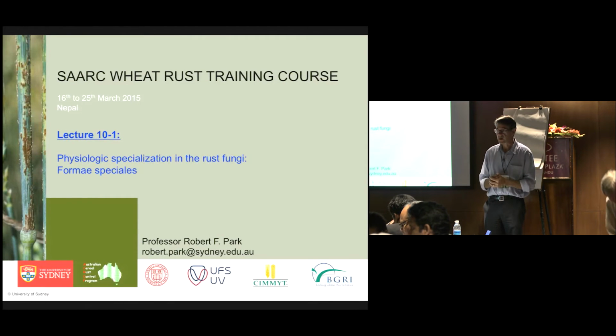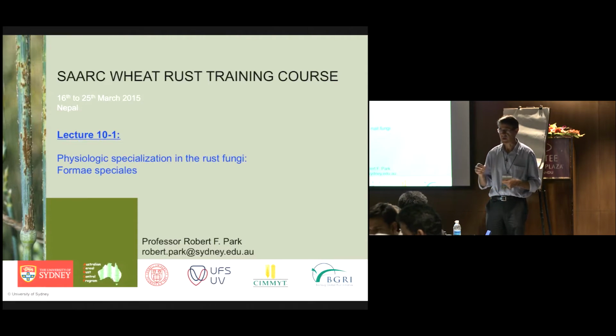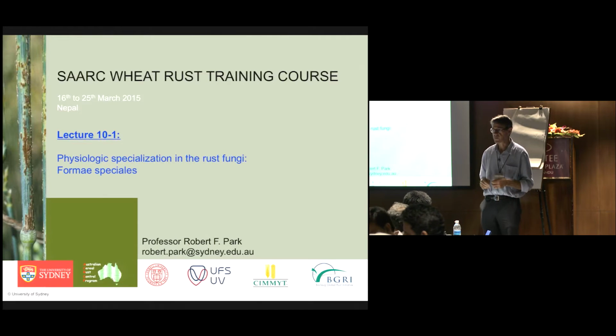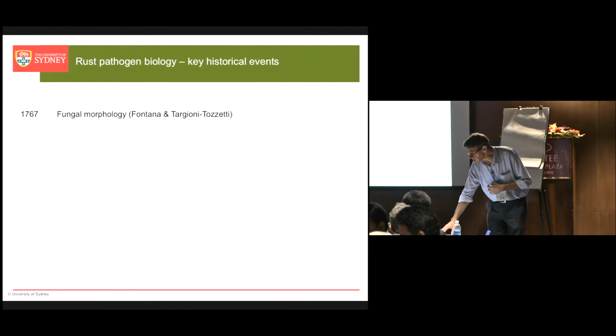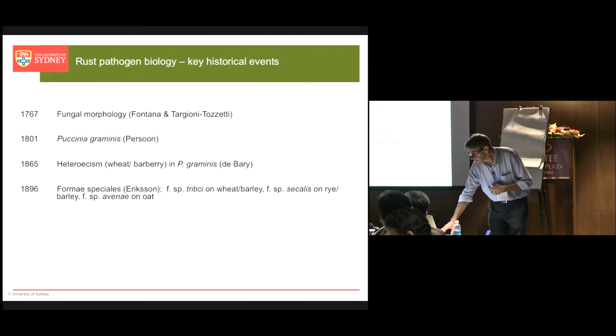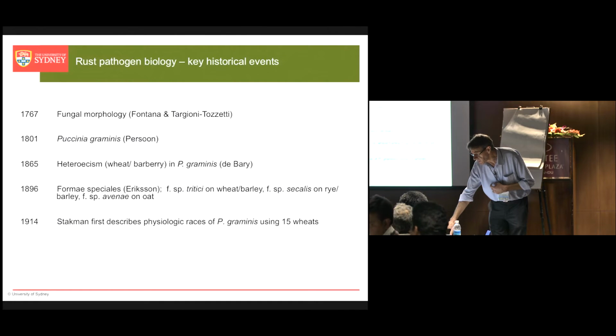We've just talked about sexual recombination. We've been talking about mutation. I think people have some familiarity, at least, with variation in rust pathogens and the importance of that variation from the point of view of breeding for resistance. All right, so the two lectures I'm going to talk about now deal with the fourth point here, and also the fifth point.